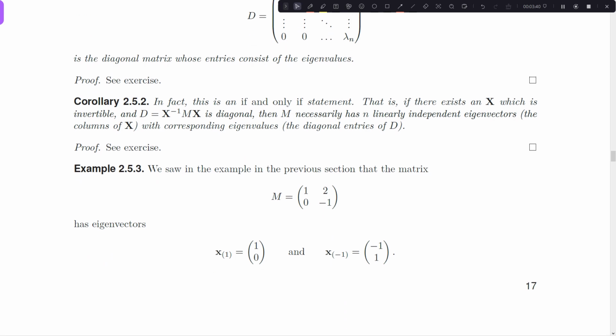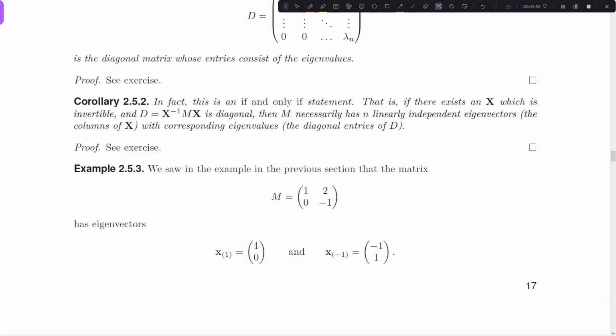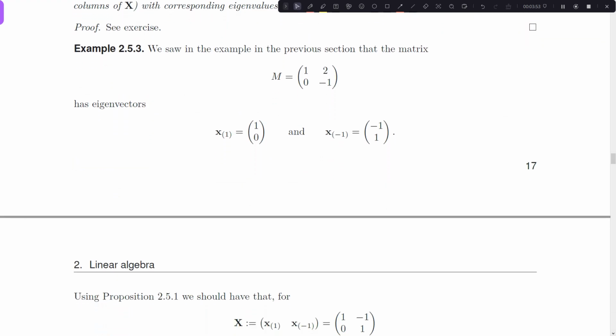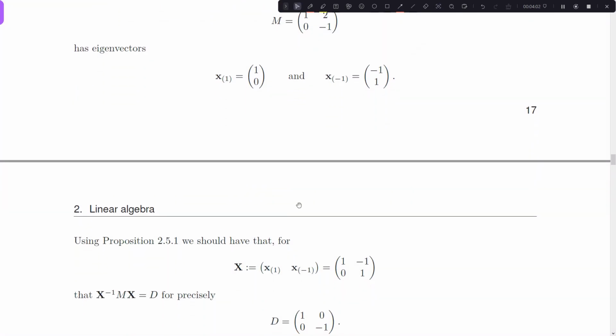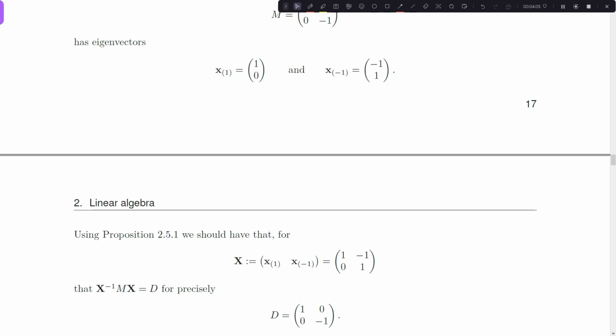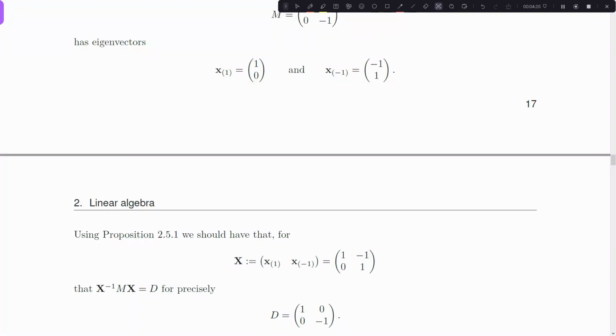Okay, so I've provided an example for this. In our previous section, we saw this matrix, 1, 2, 0, negative 1, and we found some eigenvectors, 1, 0, and negative 1, 1. And now we're just going to see that, in fact, if I define a capital X in this manner, then we recover the diagonal matrix D. If I act X inverse M X together, I recover the diagonal matrix with entries which were my eigenvalues. So my eigenvalues for the matrix M were precisely 1 and negative 1, and the eigenvectors were exactly this 1, 0, and negative 1, 1.